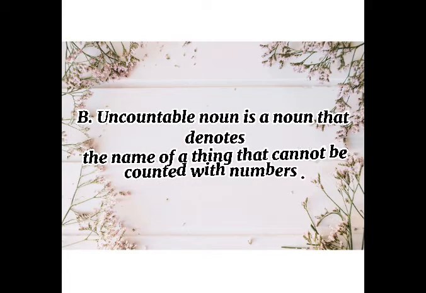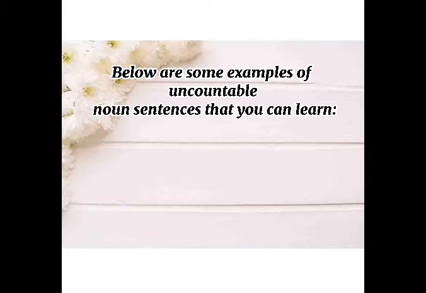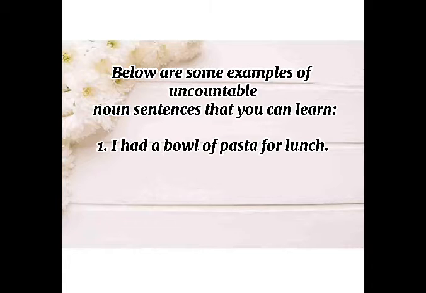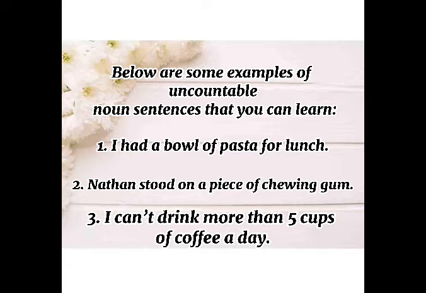Uncountable noun is a noun that denotes the name of a thing that cannot be counted with numbers. Below are some examples of uncountable noun sentences that you can learn. I had a bowl of pasta for lunch. Nathan stood on a beach of chewing gum. I can drink more than 5 cups of coffee a day.